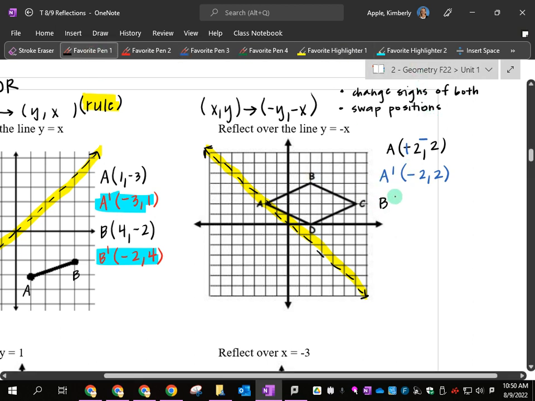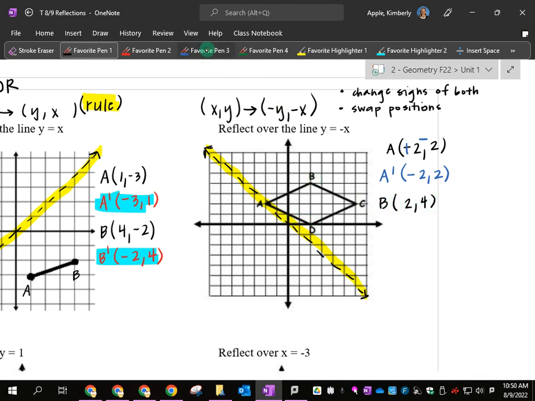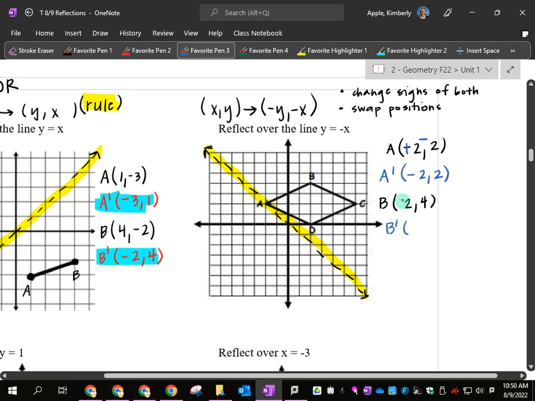Let's do B. B is 2, 4. And so B prime, I'm going to go ahead and change both of them to negative, and then I'm going to change the order they're written. And I want y'all to try C and D. C starts off as 6, 2. D starts off as 2, 0.